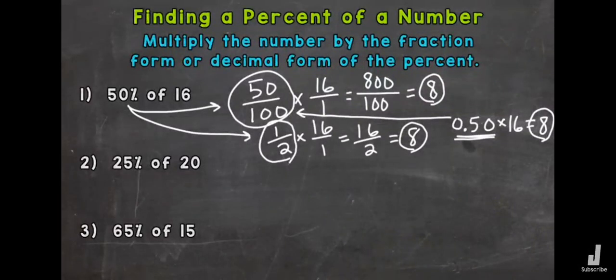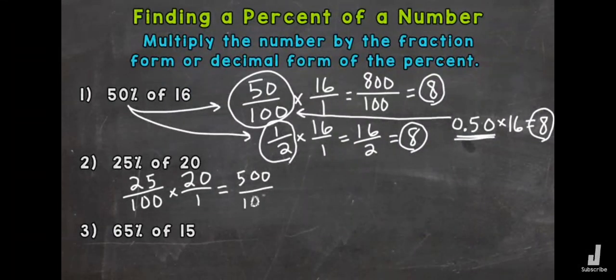Let's take a look at number 2, 25% of 20. So we'll do the fractional form first. Remember, a percent means per 100 or out of 100. So 25 out of 100 times 20. 25 times 20 gives us 500. 100 times 1 is 100. And we get to 500 divided by 100. Improper to a division problem there. 500 divided by 100 equals 5. So 25% of 20 is 5.